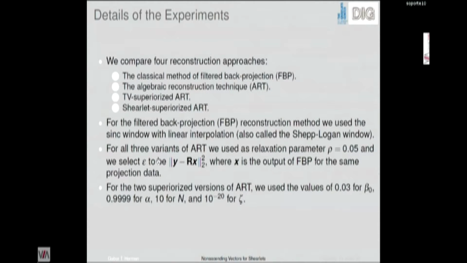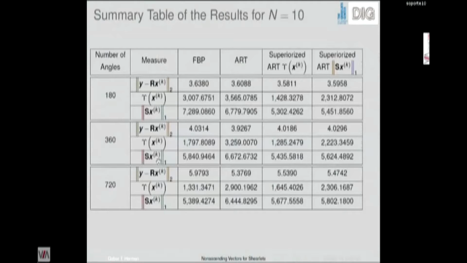And here are the numerical results for different number of angles. Angles are for how many values of the theta I use for collecting the data. The things that I'm reporting on is the value of the primary criterion and the value of the two secondary criteria. This is the value of the TV, and this is the value of the L1 norm of the Shearlet transform. And these are the outputs.